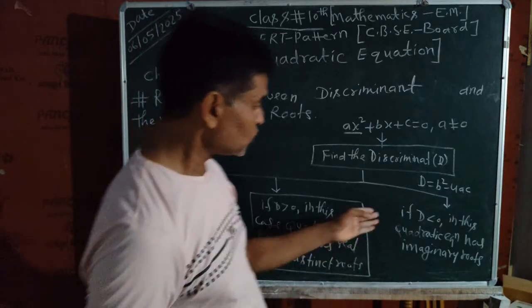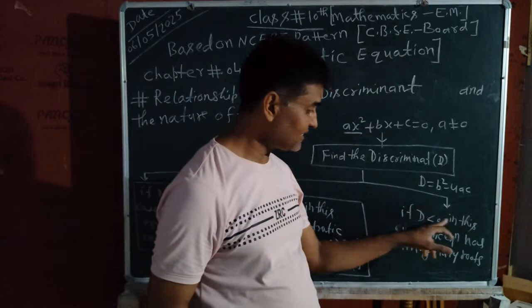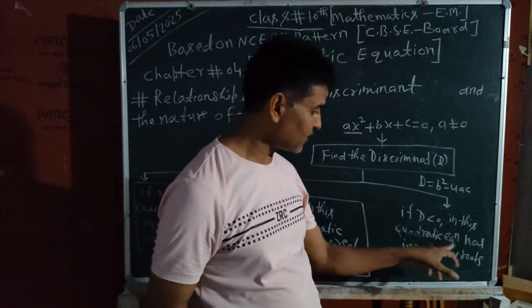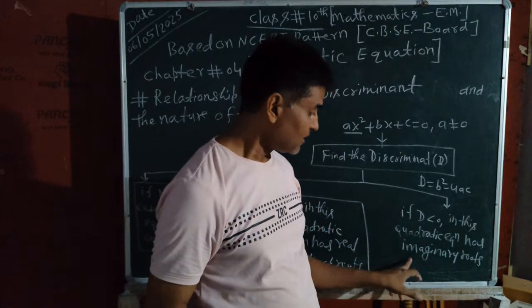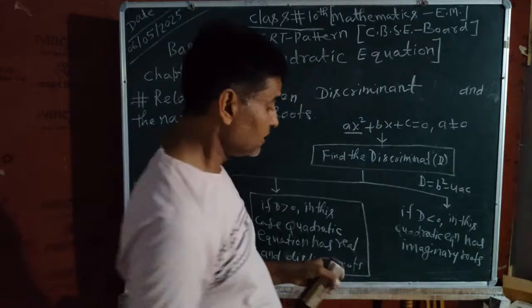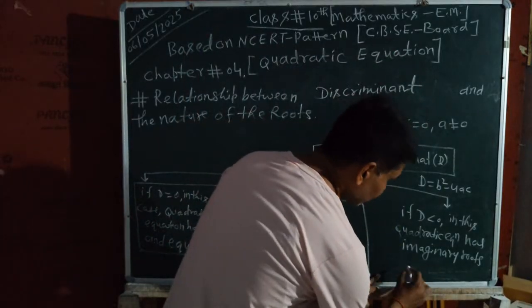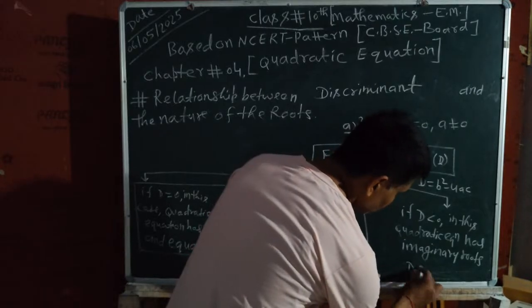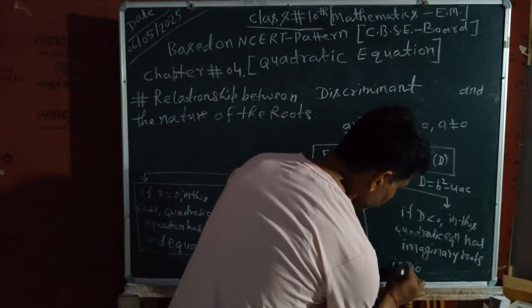Okay students, so here condition number 3 is written as: if D is less than 0, in this case the quadratic equation has imaginary roots. In other words, we can say that there are no real roots; they do not exist.